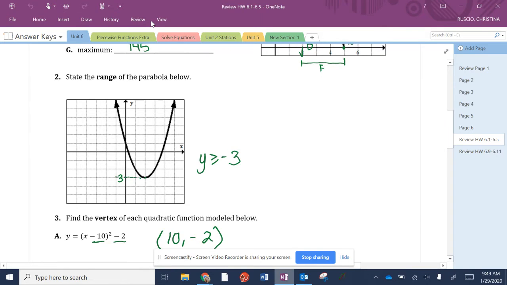Where's my pen? Oh, it's over here. Sorry, it's going to take me a second to get this out. Okay, sorry if that was loud.